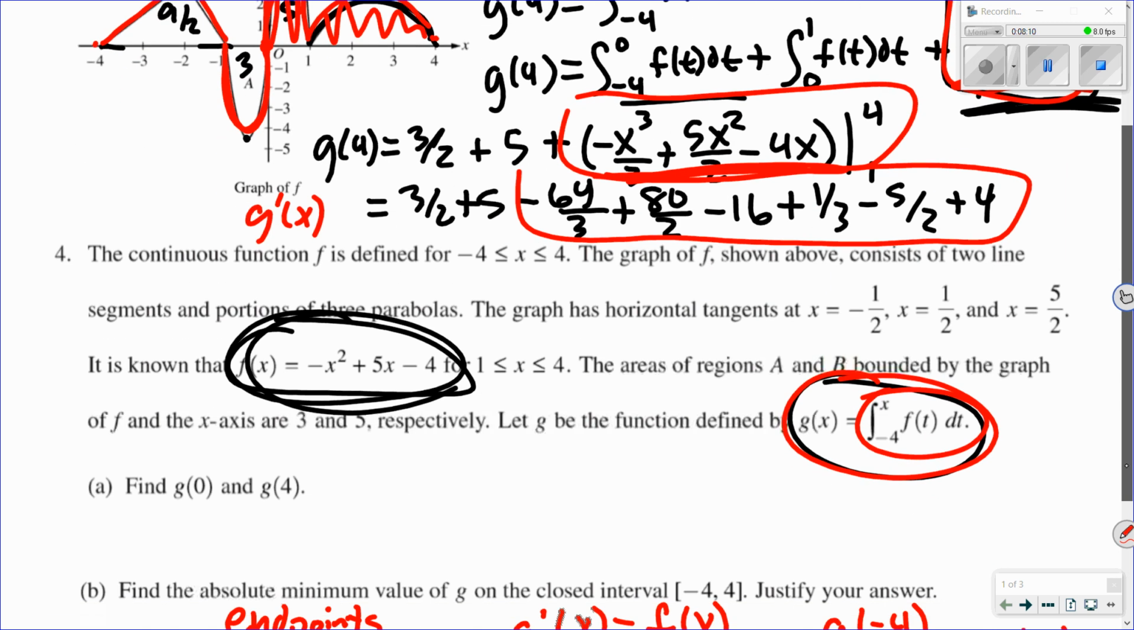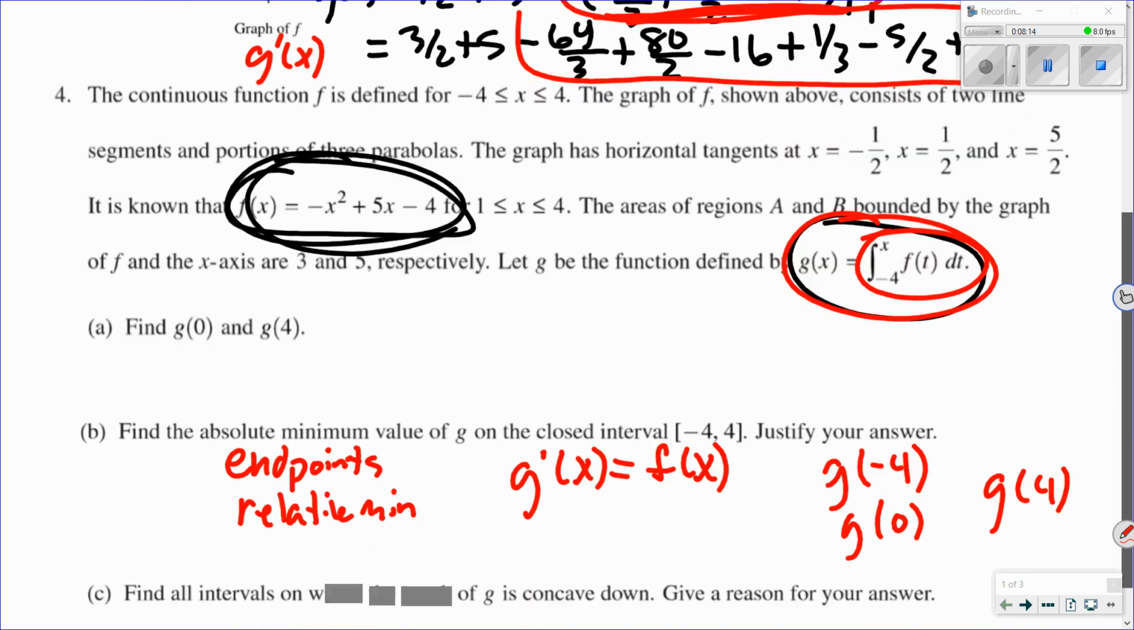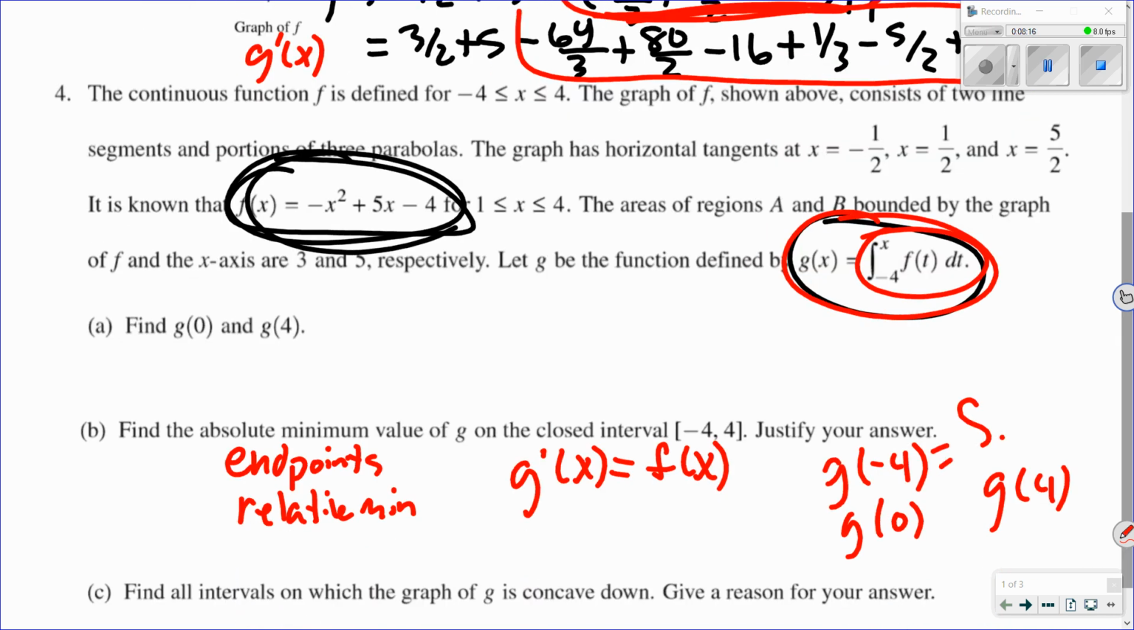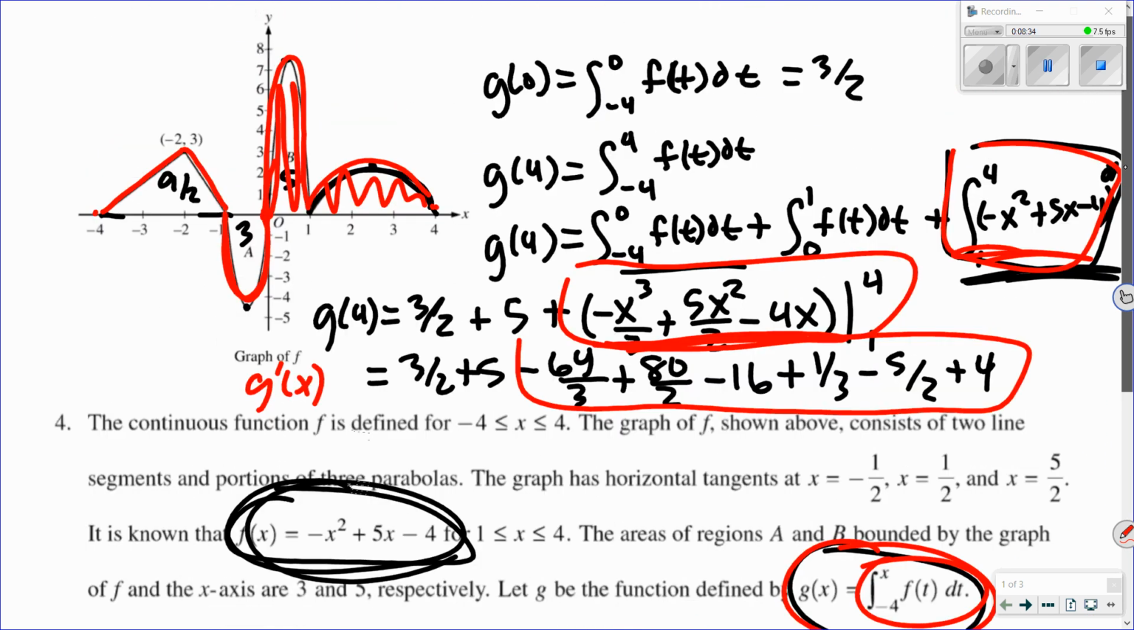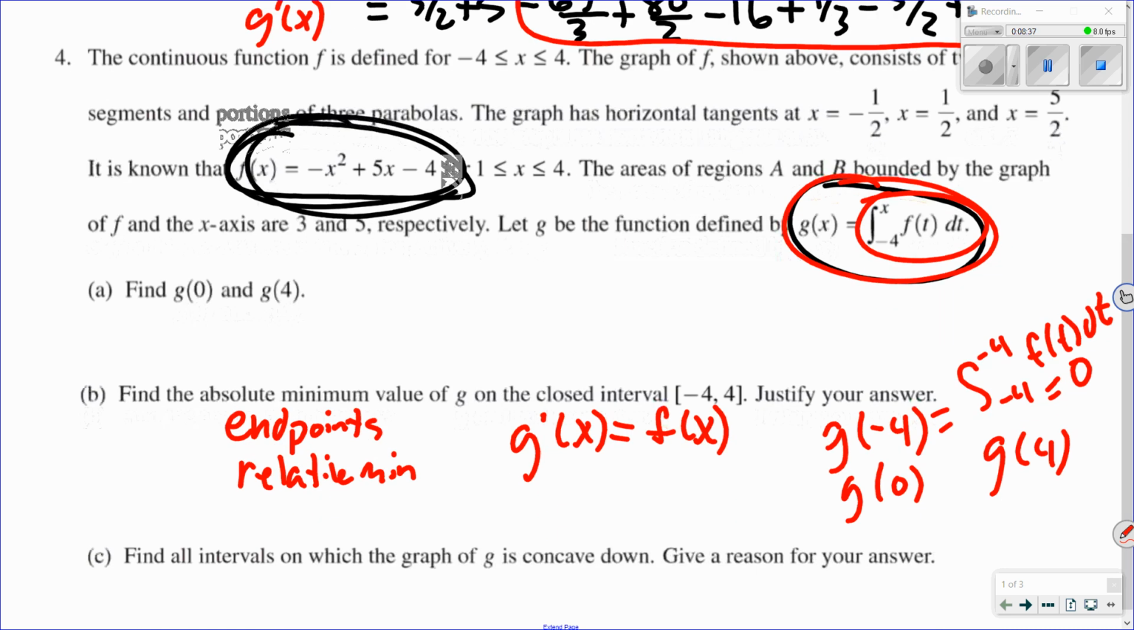So look at our problem here. If I want to find g of -4, I would go the integral from -4 to -4 of f of t dt. Well, whenever those are the same, -4 to -4, that means it equals 0. So g of -4 is equal to 0. We already know what g of 0 is. We found that up above. g of 0 is equal to 3/2. So we want the absolute minimum, the lowest it goes to. It would have to be g of -4, which is equal to 0. So we would say the absolute minimum is g of -4 equal to 0.